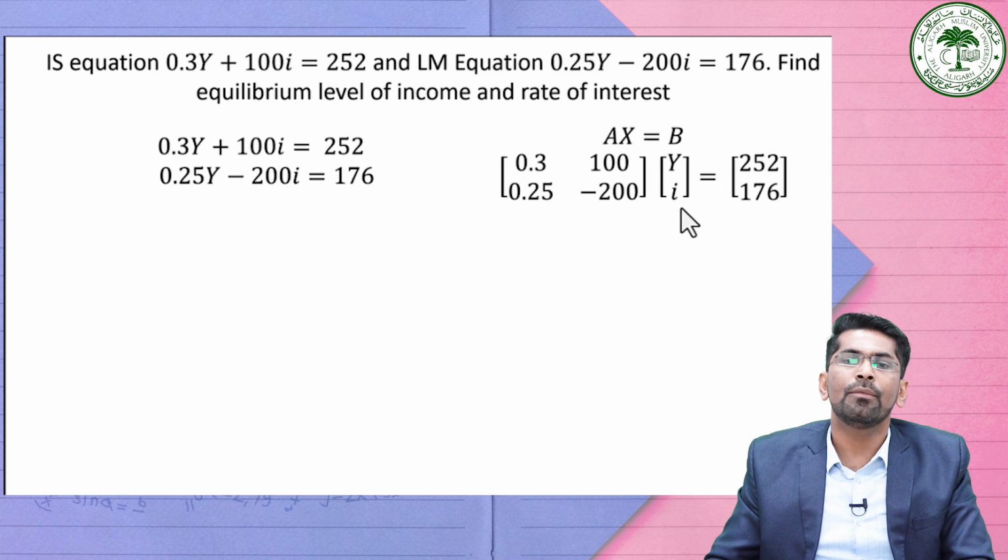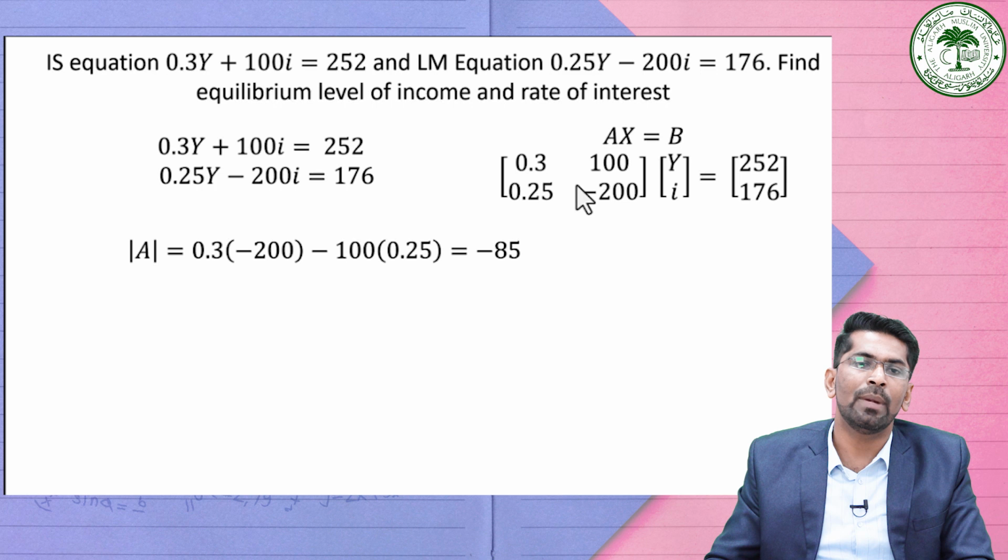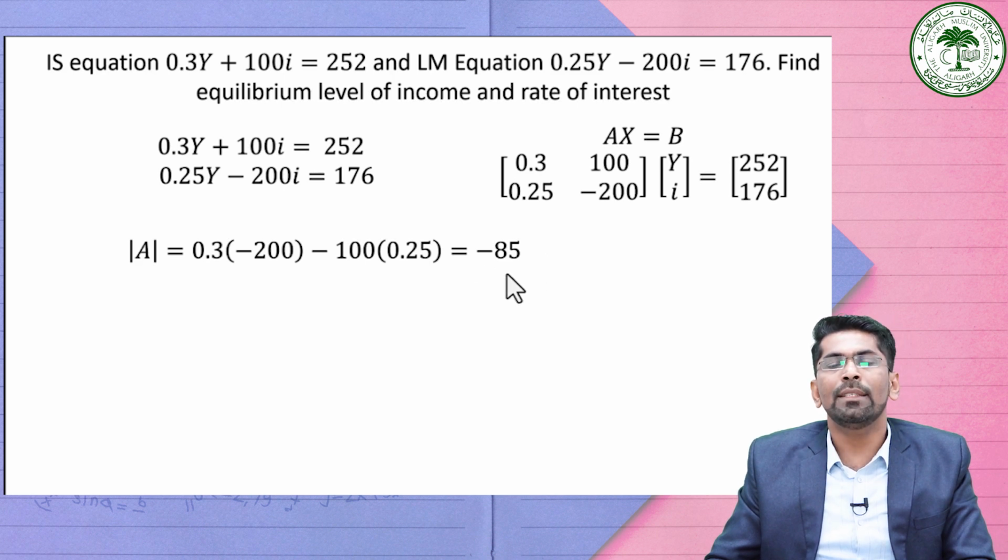So first we find the determinant of the given matrix A. The determinant of this given matrix is equal to 0.3 into minus 200 minus 100 into 0.25, which, if you simplify it, is equal to minus 85. So minus 85 is the determinant value of the given matrix.